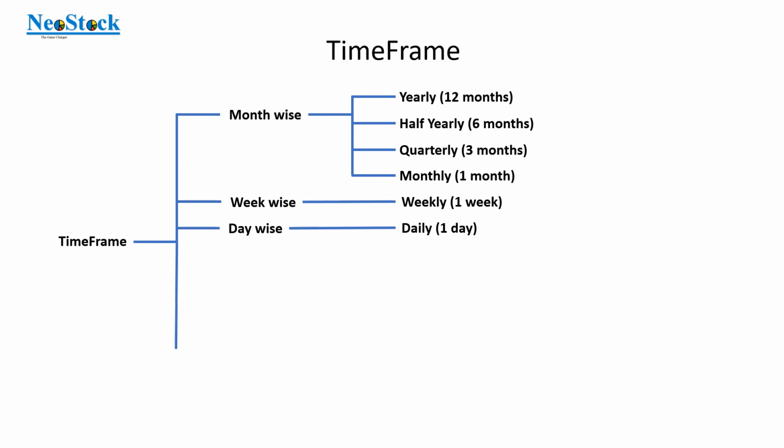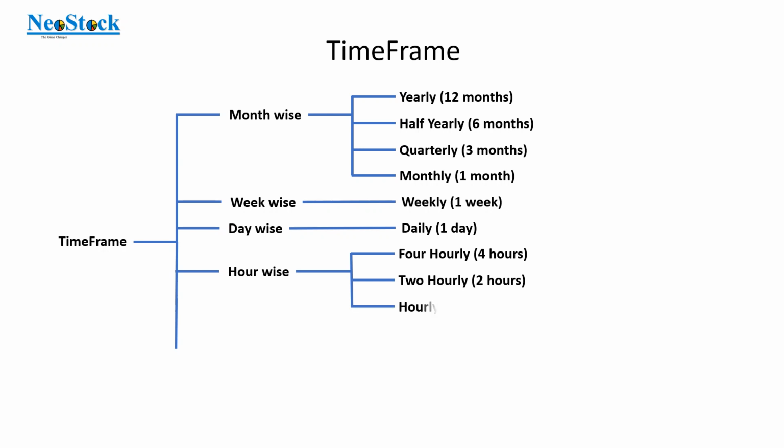So that is day-wise. The next category is hour-wise. Hour-wise, we have three important categories. One is the 4 hourly time frame chart. Another one is the 2 hourly time frame chart. And another one is the hourly time frame chart. Hourly time frame is only 1 hour.